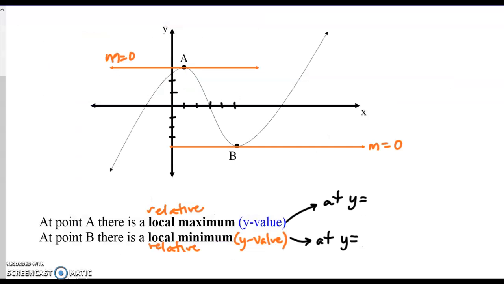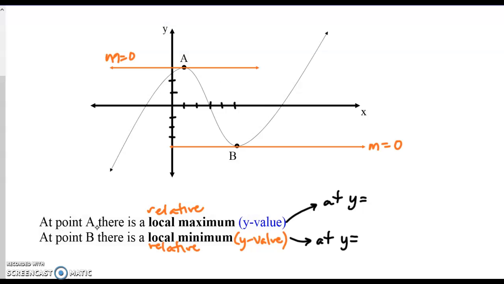Relative or local extremes, maximums and minimums, happen when there's a change in direction of the graph. You can see here that that is true at points A and B. When you draw a tangent line at point A or point B, at the change in direction, going from a negative to a positive slope, the tangent line will have a slope of 0.